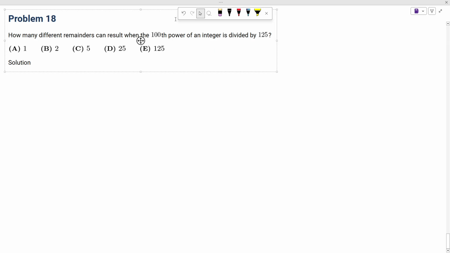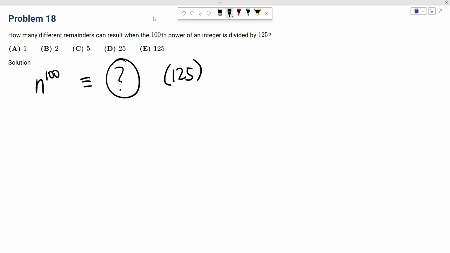Problem 18. How many different remainders can we have? Okay, so this is just asking if we take n to the 100 mod 125, what can we get? So note that if n is a multiple of 5, it's always going to be 0.